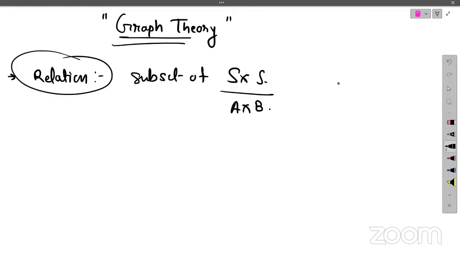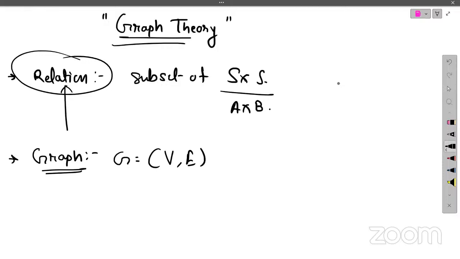Now we can actually formulate a graph related to this particular relation. And how do we do that? First understand what a graph is. A graph is a mathematical object. It involves two types of things, or two sets. A graph is generally denoted by G, and it is nothing but a collection of two types of sets, V and E, where V is a set and E is a set.